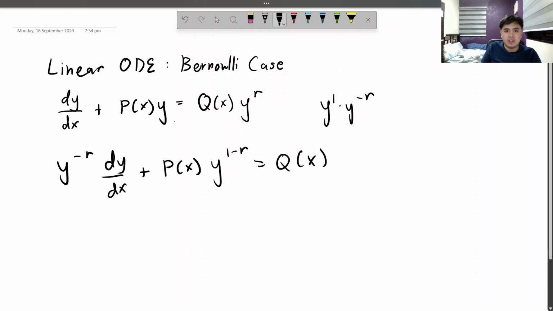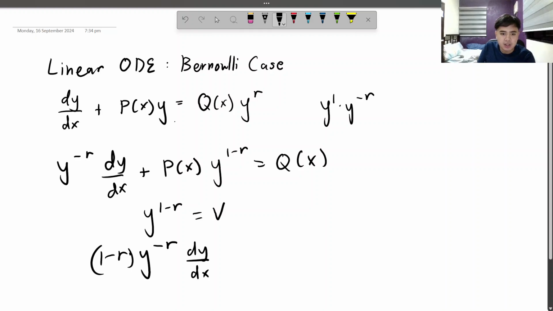Now the q of x is alone, just like the linear ODE, but there's a lot of things happening in here right now. So how do we get around solving that? Well, what if y to the 1 minus r is v? Let's substitute y to the 1 minus r with v. So what happens here? Well, what's the derivative of this? So the derivative is 1 minus r, then y to the 1 minus r minus 1 is going to be negative r. And then derivative of y, dy over dx, this is just the chain rule. And then derivative of v, which is dv over dx.